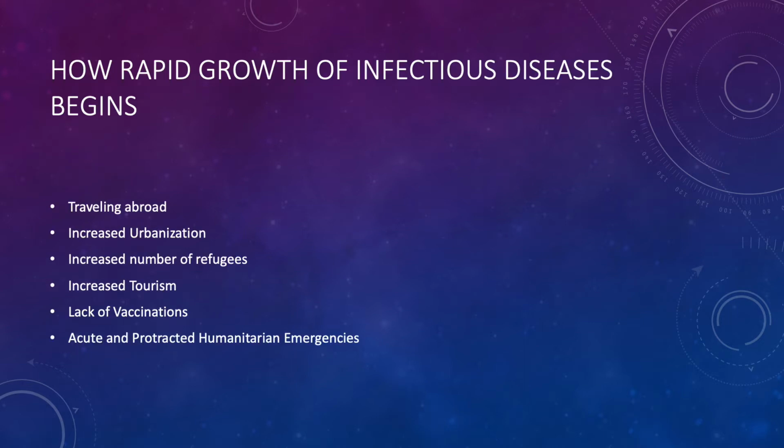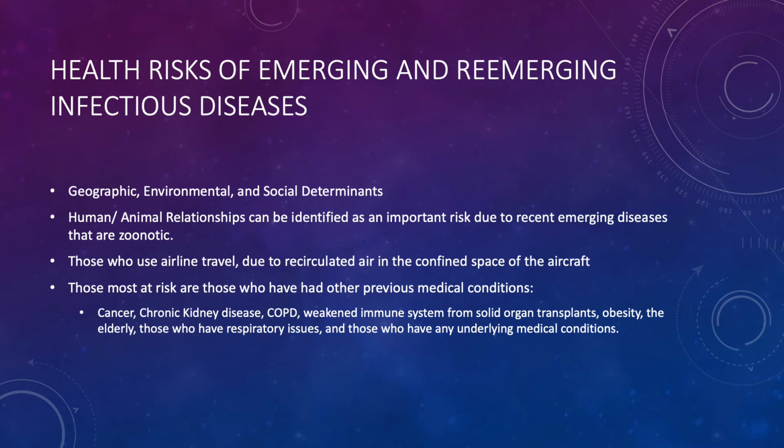So we might ask the question of how rapid growth of infectious diseases begins. Traveling abroad, increased urbanization, increased number of refugees, increased tourism, and the lack of vaccinations among the youth might be part of the rapid growth process. Acute and protracted humanitarian emergencies might also cause a fragile health system, increased population mobility, weak surveillance, and limited lab diagnostic capacity, which also might lead to a spike. Health risks of emerging and reemerging infectious diseases might also stem from geographic, environmental, and social determinants, which also predispose individuals to contracting an infectious disease.